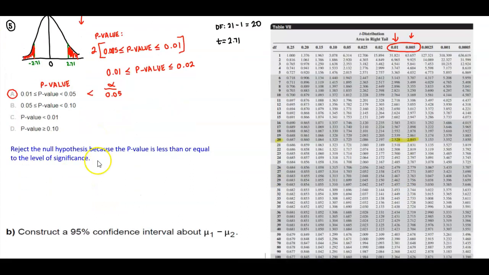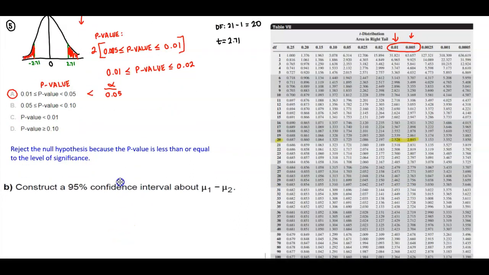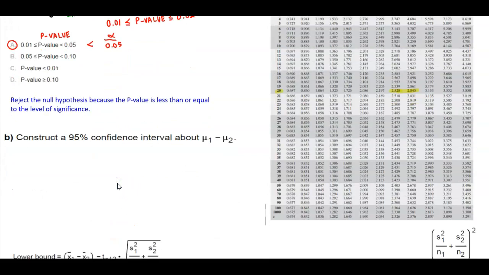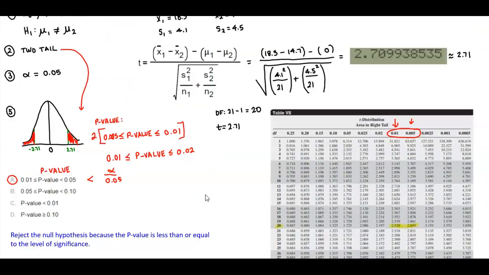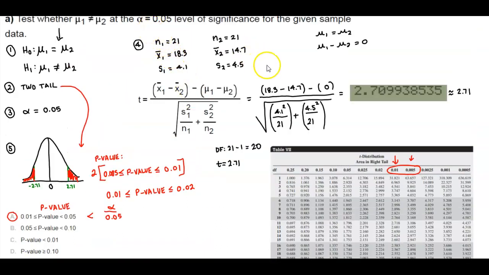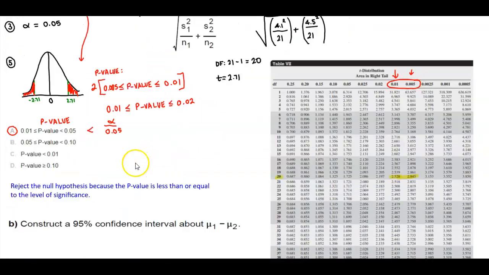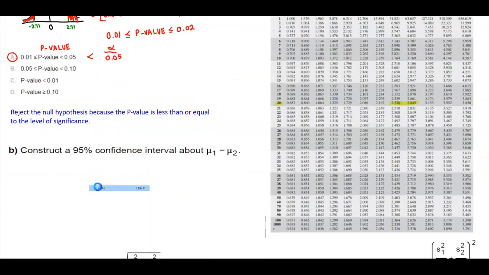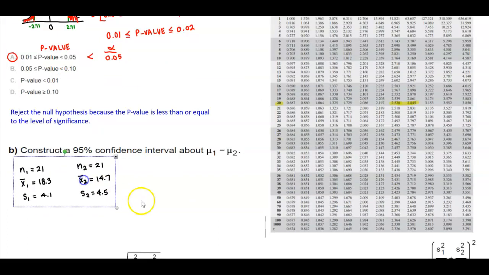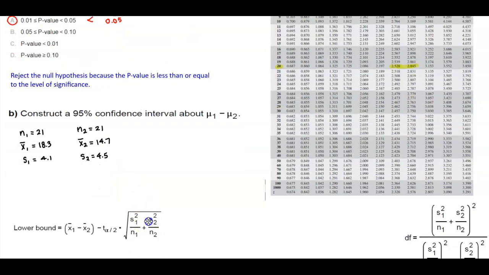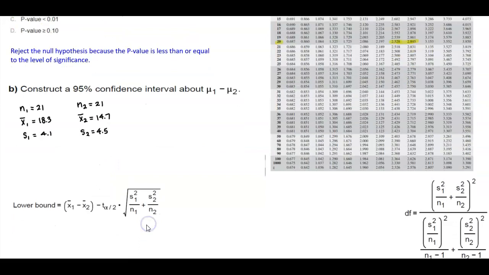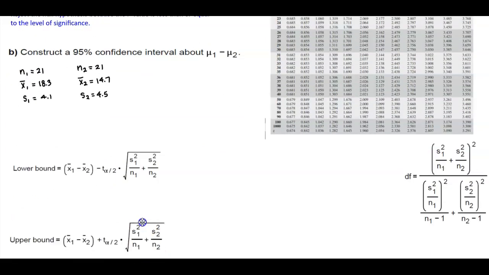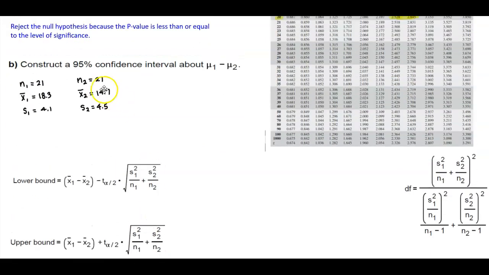Now the second part of this question is asking us to construct a 95% confidence interval about the population mean 1 minus population mean 2. So let's go ahead and copy down the information that we have here. This is our data that we're given. To find the lower bound and the upper bound, we need that information, but we also need to find the critical value.